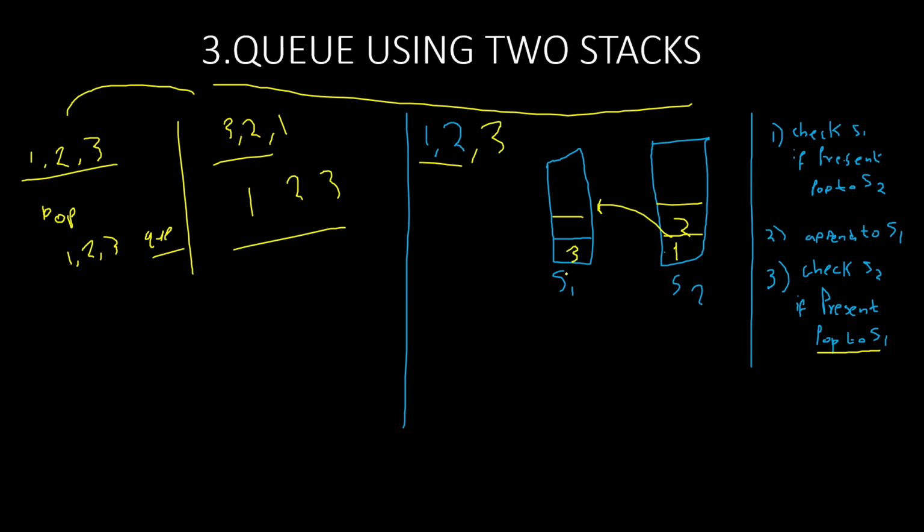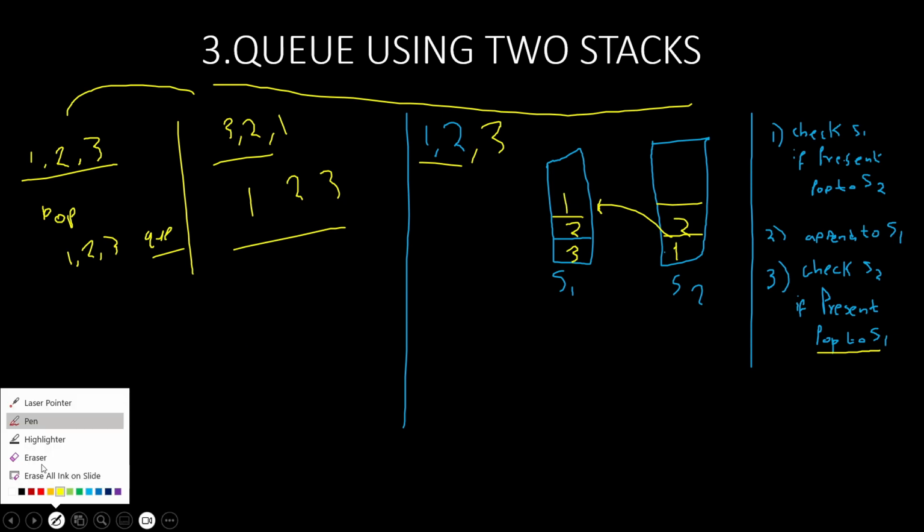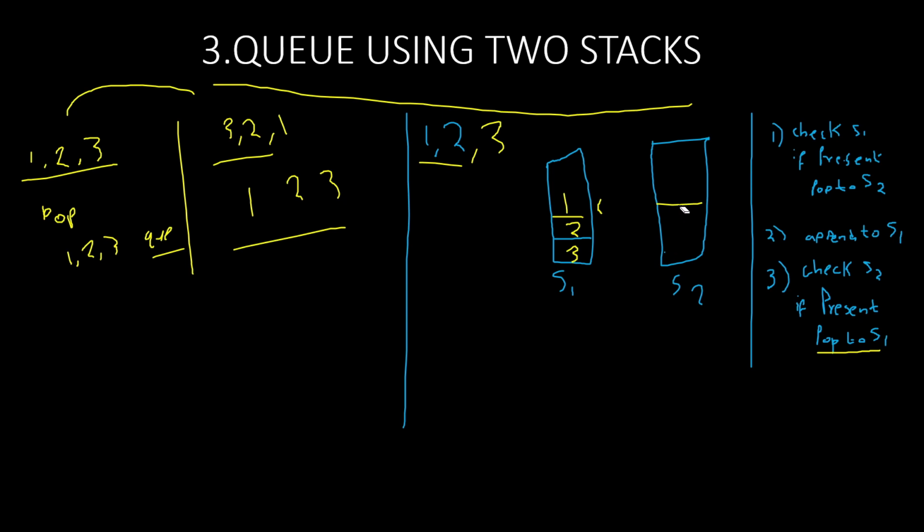Okay, now 3 has come. Now again implementing rule 3. Rule 3 says whatever elements are there inside S2, we have to push back to S1 using pop. Pop will always pop the last element, according to the stack data structure. So the last element here is 2 inside S2. So 2 will be popped first, then 1 will be popped, and the elements in S2 will become 0 now.